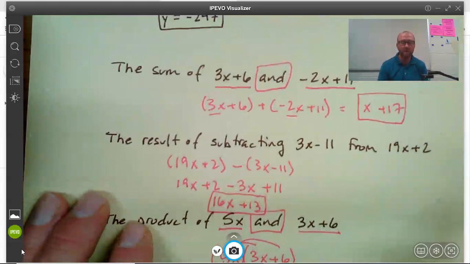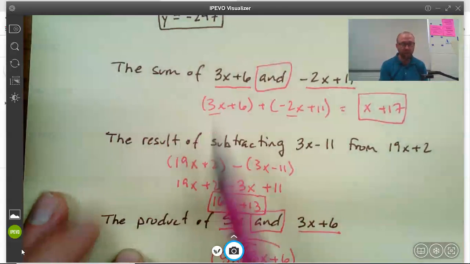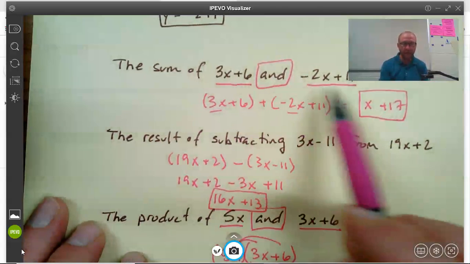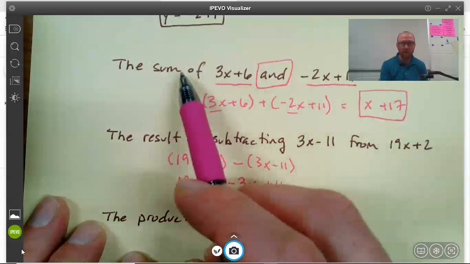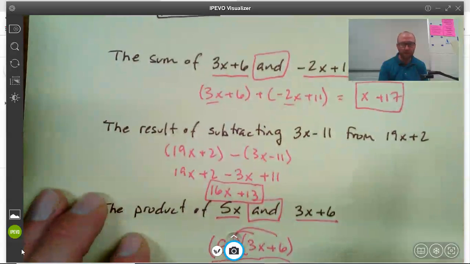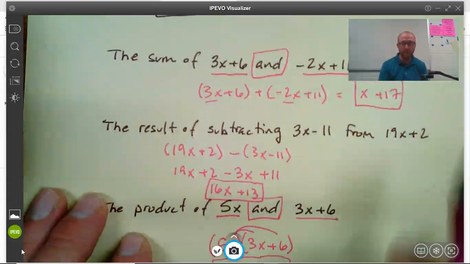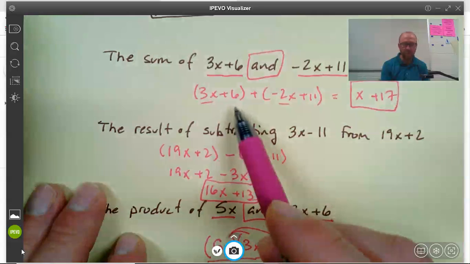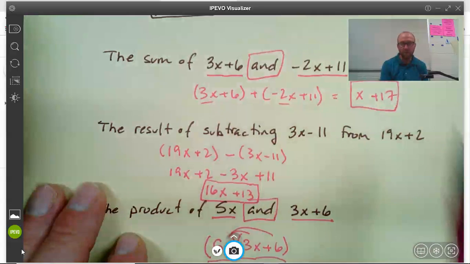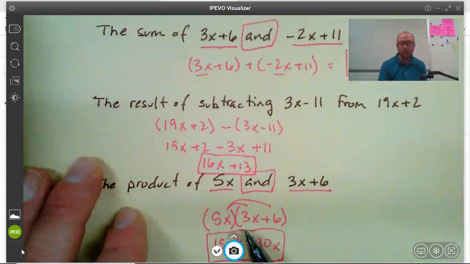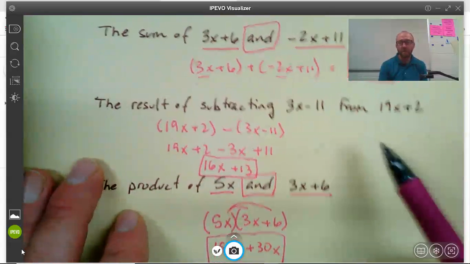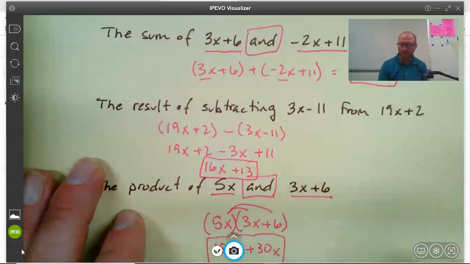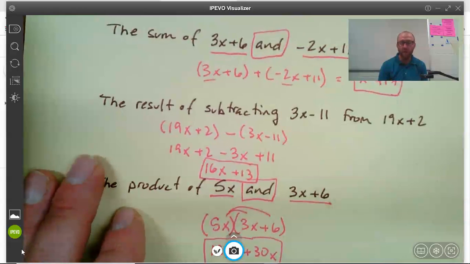A couple takeaways here. Anytime you see a phrase like the sum of or the product of, it's always going to be followed up by blank and blank. And then in the case of the sum of, they're being added together. In the case of product, they're being multiplied. So all you have to do is just take whatever you're given, wrap each of those things in parentheses, and if it's sum, put plus between them. If it's product, you're just multiplying them together. And it's important that you do use the parentheses, because not using the parentheses can make it an order of operations problem.